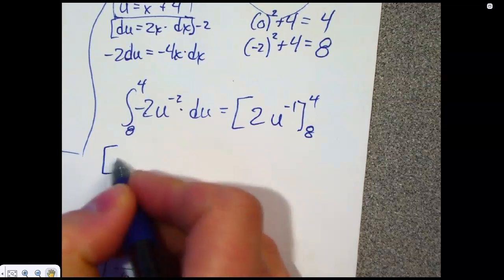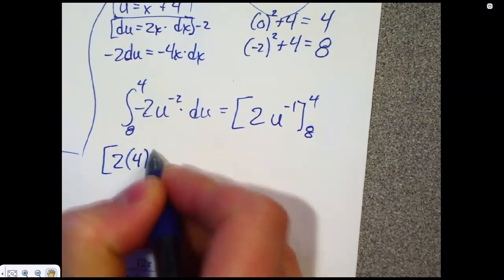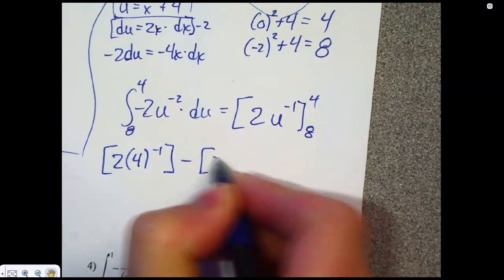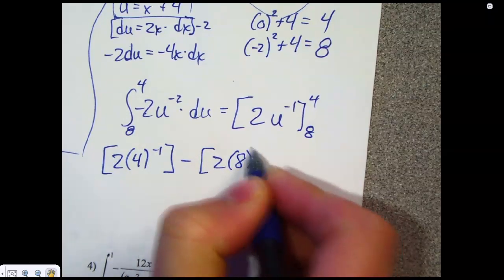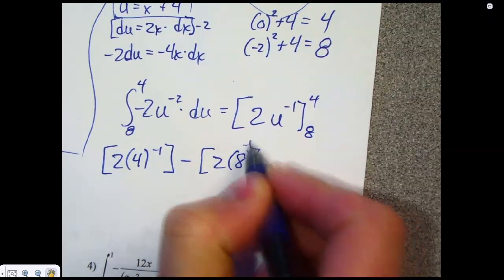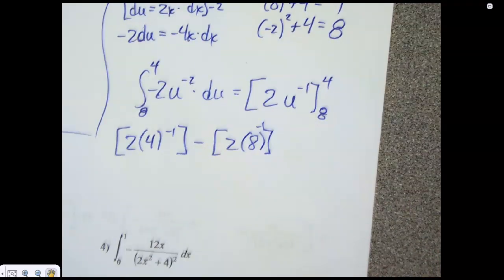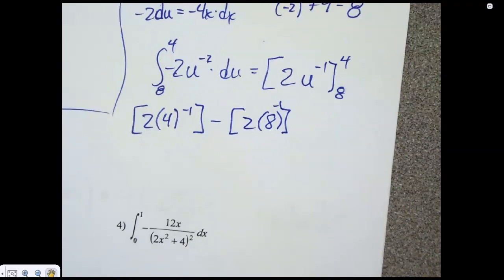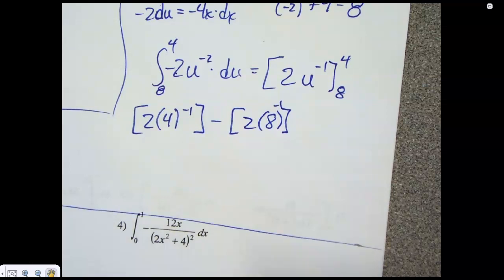And then I'm going to go 2 times 4 to the negative first, minus 2 times 8 to the negative first. And you're just plugging it in just like we did before. We're in u's now instead of x's, but the answer you get at the end represents the area, and it comes out the same whether you're in u's or x's.